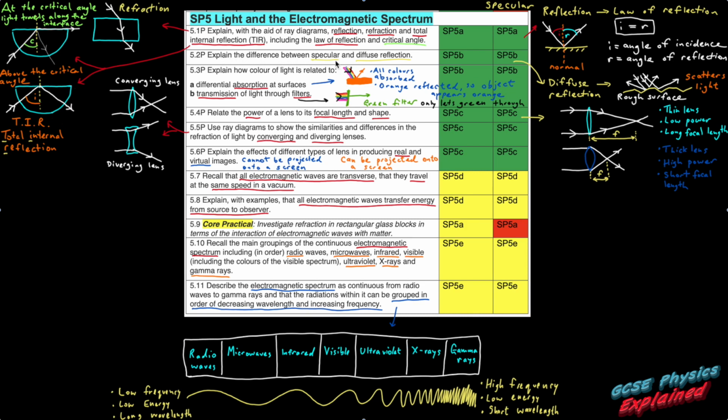Explain the difference between specular and diffuse reflection. So specular reflection happens off a flat, smooth surface, and diffuse reflection happens on a rough surface where the light is getting scattered all over the place.